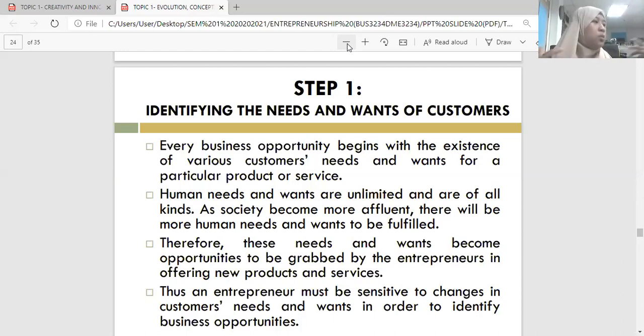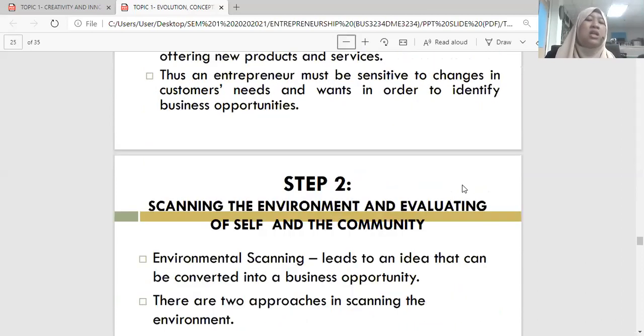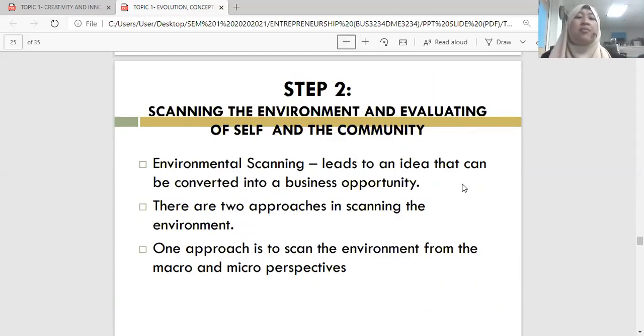Of course, when it comes to fashion, technology, and the food and beverages industry, for example, they must be very sensitive because we are talking about needs and wants. And in order to find out the business opportunity, I think this first step is clear, and then we move on to the second step: scanning the environment and evaluating of self and the community.